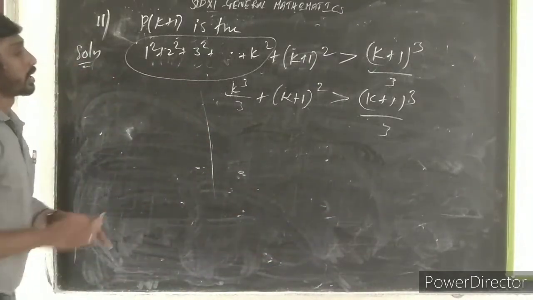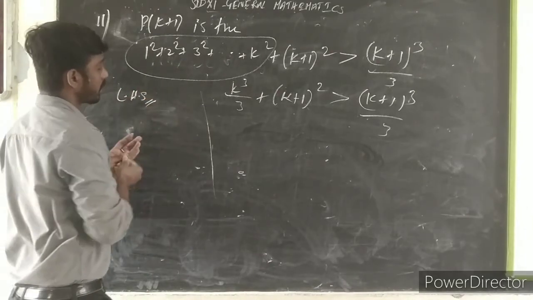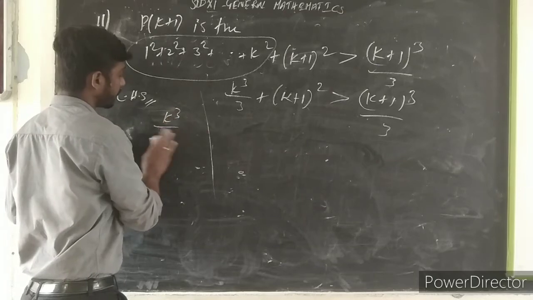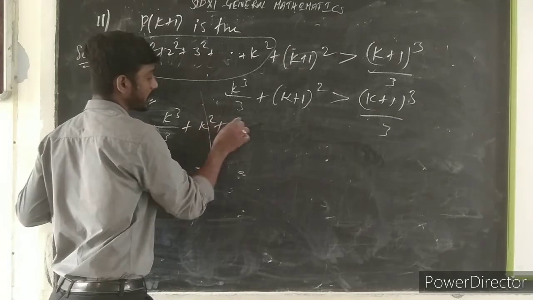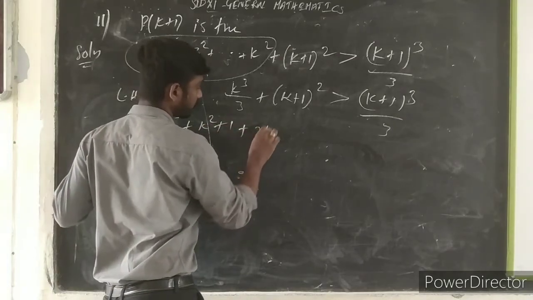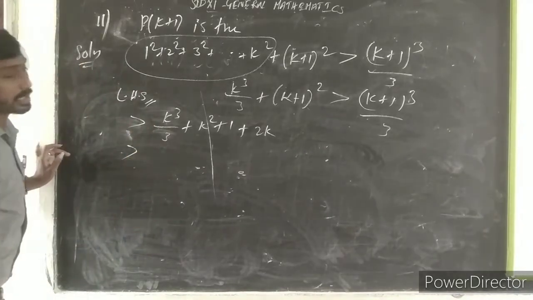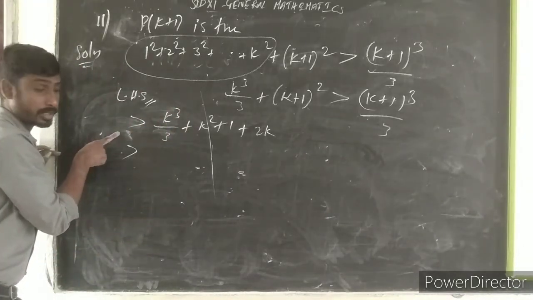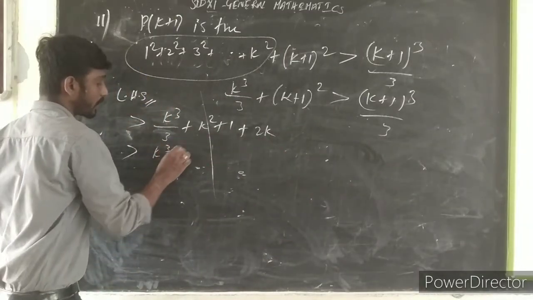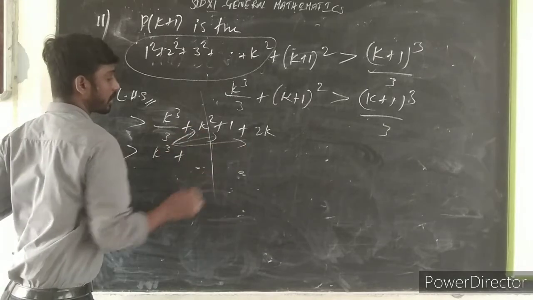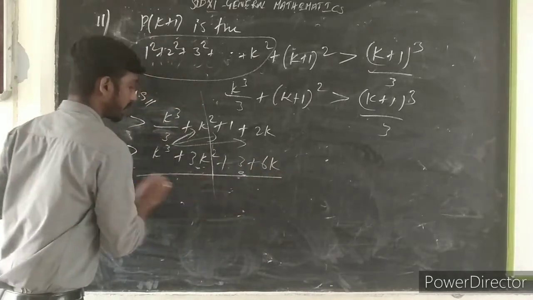Listen here. LHS is k cube divided by 3 plus k plus 1 the whole square, which expands as k square plus 1 plus 2k. Now we are going to take the LCM, because here we are going to put the greater sign and find the greater one. So k cube plus 3k square plus 3 plus 6k, divided by 3.